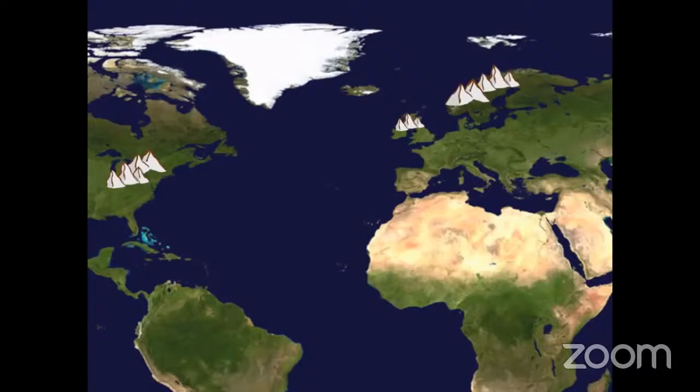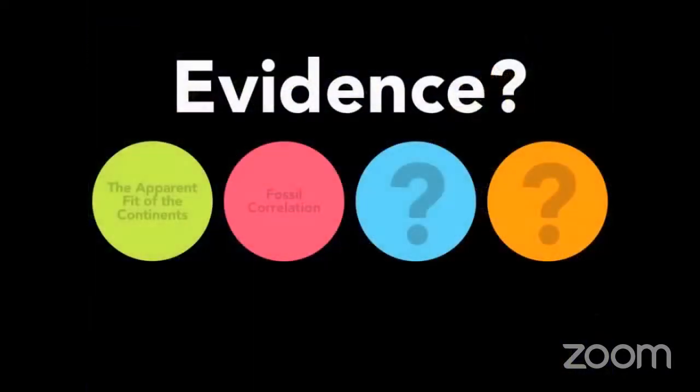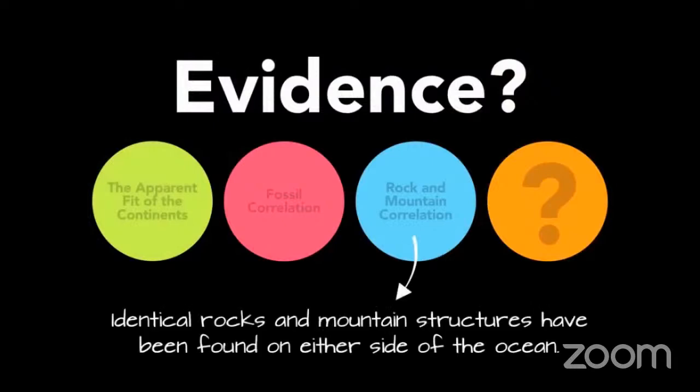Now, of course, anything is possible, and the same exact rocks could have formed in two different locations at the same time. But geologically, that's unlikely. A better explanation is that these mountains were once connected, and as the continents moved, they tore them into two. And that becomes evidence number 3. We call it rock or mountain correlation. And what we see is that identical rocks and mountain structures have been found on either side of the ocean, suggesting that the continents were once connected. But we need one more, and this is probably the most complex of them all.